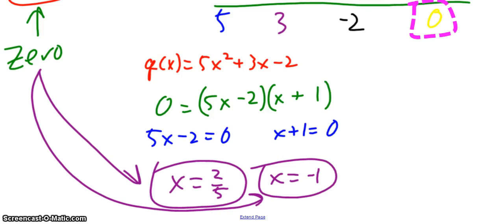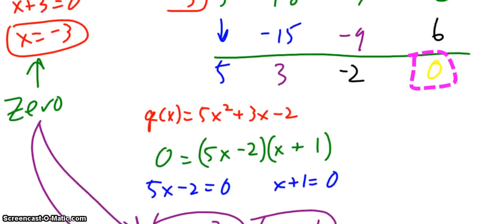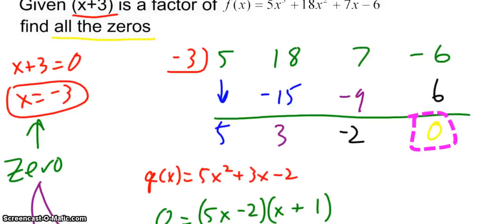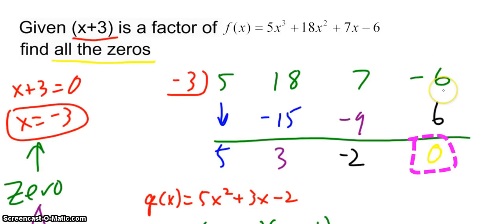Okay, so our final answer should be x equals 2/5, x equals -1, and x equals -3 are the zeros of the function. How do we get that? Okay, well we set up the synthetic division, add vertically, 5 plus nothing is 5, multiply diagonally, -3 times 5 is -15, 18 plus -15 is 3, -3 times 3 is -9, 7 plus -9 is -2, -3 times -2 is +6, -6 plus 6 is 0. Fantastic. So, I did this correctly and I was not lied to. I got a remainder of 0.